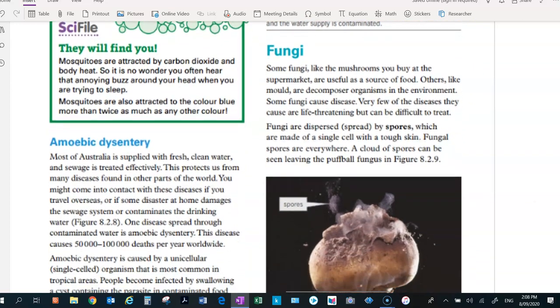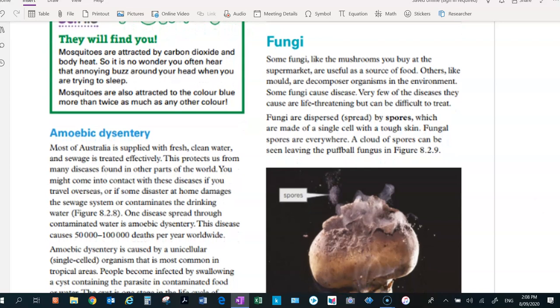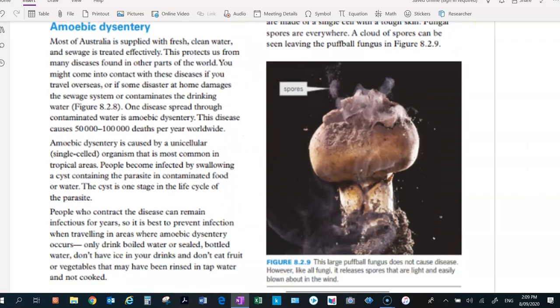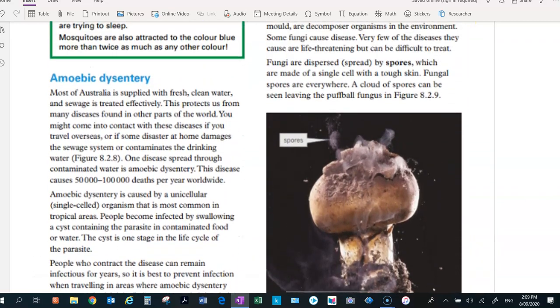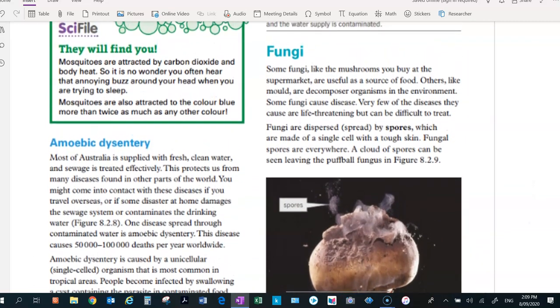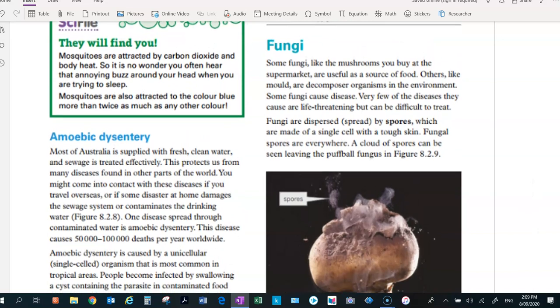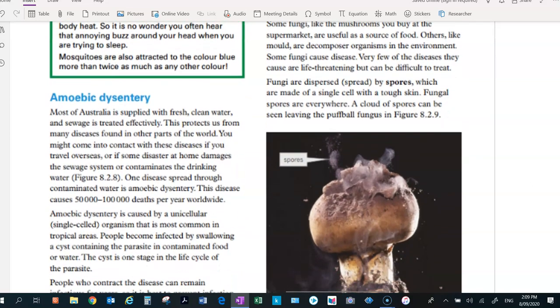Fungi is another one. The job of fungi, you would know from Year 7 science, is to convert organisms back into the soil. Their job is to decompose or mold and put them back into the soil. But if we breathe in these spores, then we can get a disease. Right? Spores travel through the air.